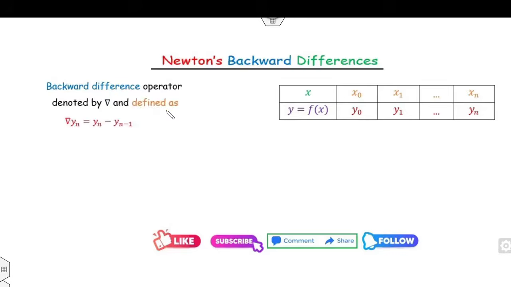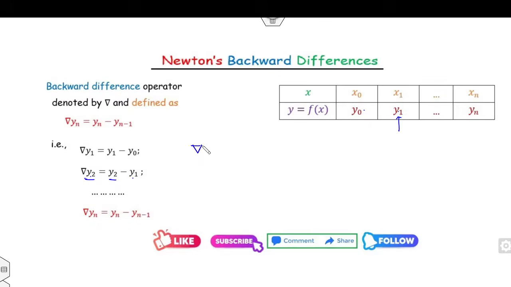Then how can we define it? The first backward difference is defined starting from the backward side. Nabla of yn is the difference between yn and its previous value yn minus 1. Similarly, the backward difference for y1 is y1 minus y0, the backward difference of y2 is y2 minus y1, and so on.